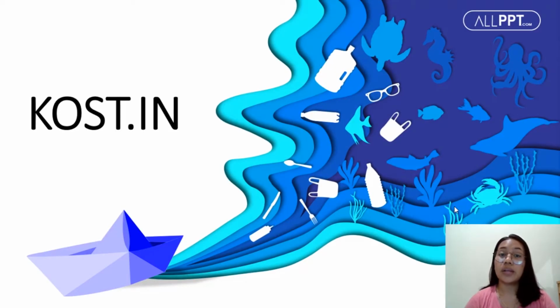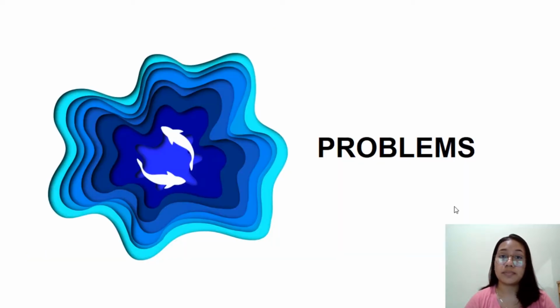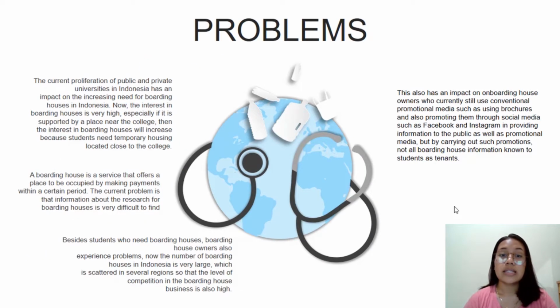So the first thing that I will explain is the problems. The current proliferation of public and private universities in Indonesia has an impact on the increasing need for boarding houses in Indonesia. Now, the interest in boarding houses is very high, especially if it is supported by a place near the college. Then, the interest in boarding houses will increase because students need temporary housing located close to the college.